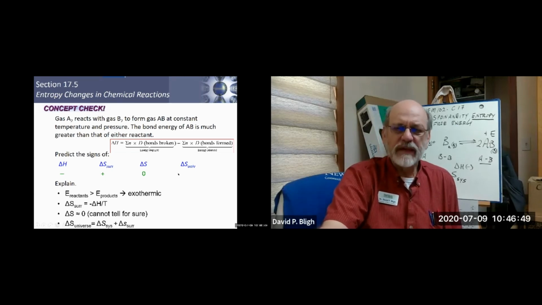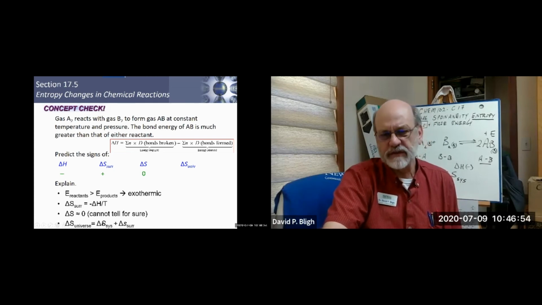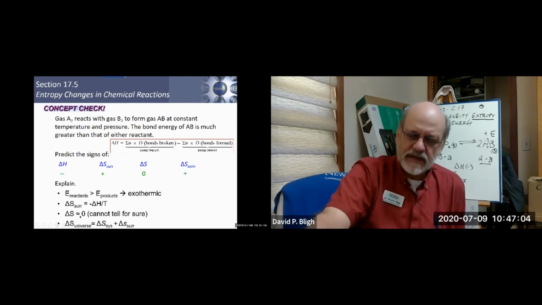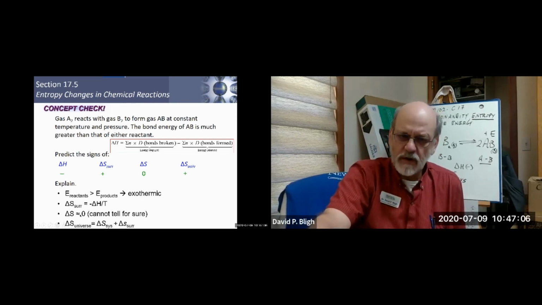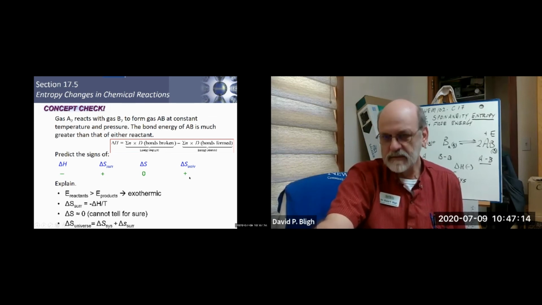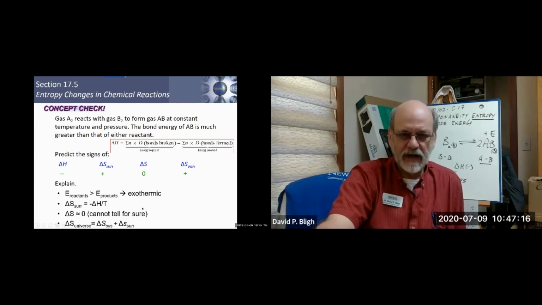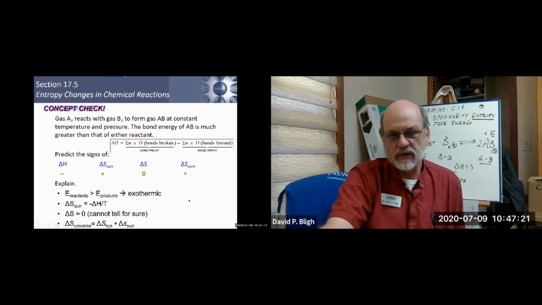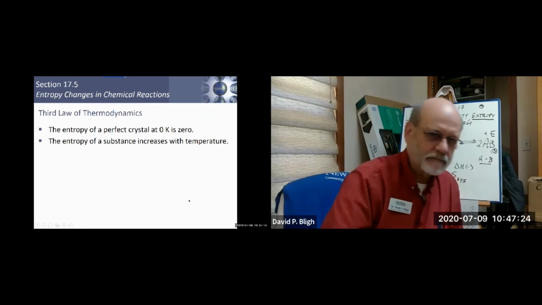But in order to make any prediction of delta S universe, we have to know what the delta S system is. Right? And if we don't say it's 0, then we can't say anything about delta S universe. If we say that the system entropy is 0, then we can say that the universe total is positive. Right? That's the one kicker right there. What is that value? We don't know for sure. All right.